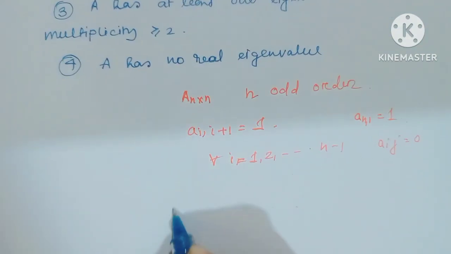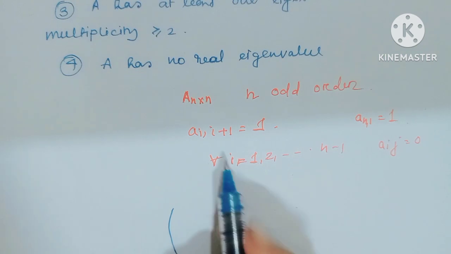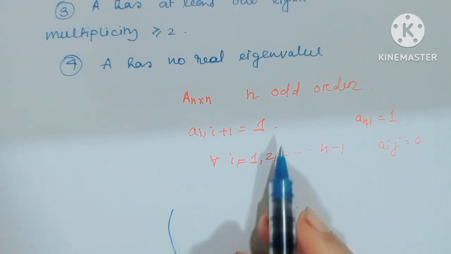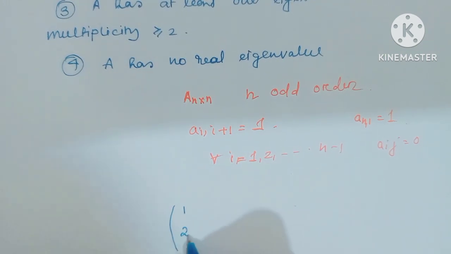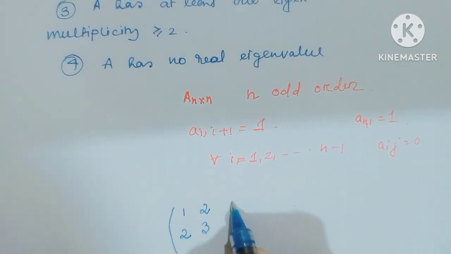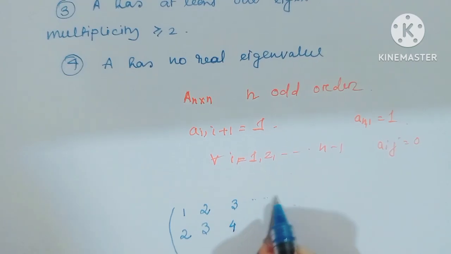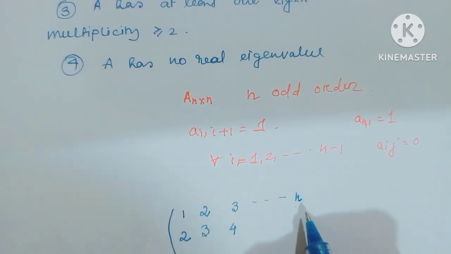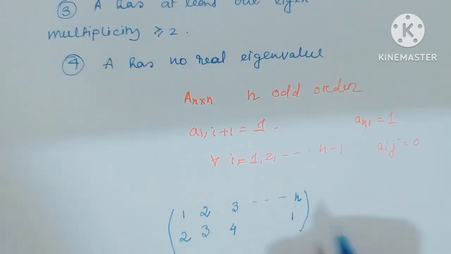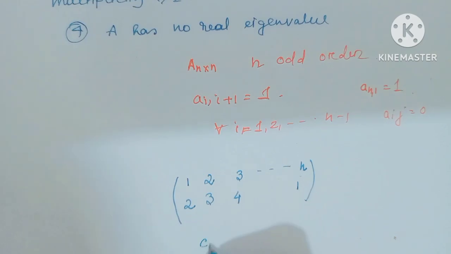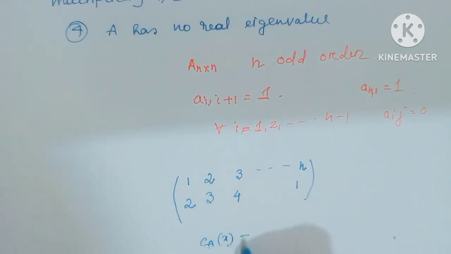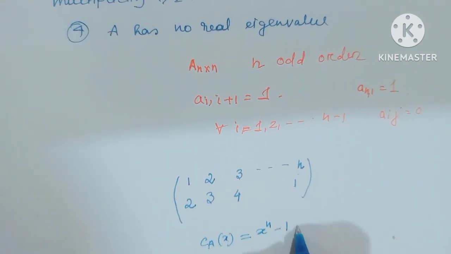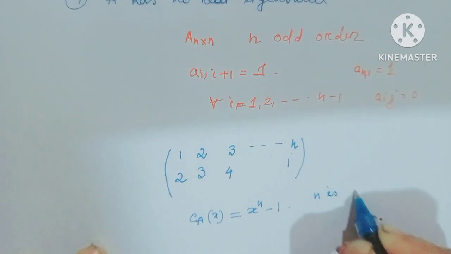This is obviously a permutation matrix, and the matrix looks like this: 1 goes to 2, 2 goes to 3, 3 goes to 4, up to n goes to 1. The characteristic polynomial is x to the power n minus 1, where n is an odd number.